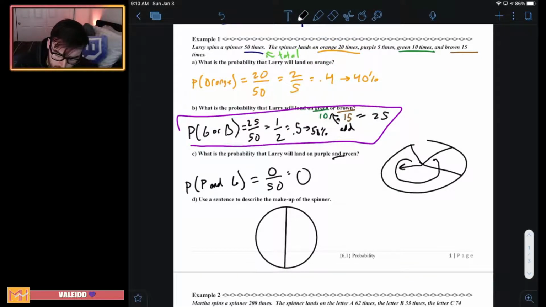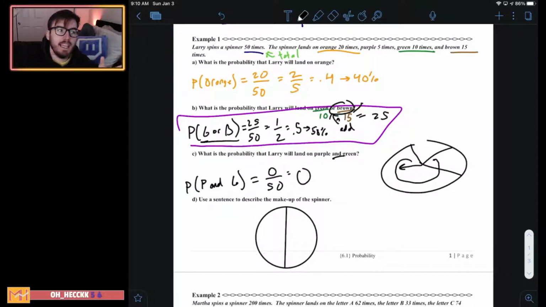Now, which is bigger, green or purple? Sorry, I said green or purple. 1/2 of the spinner should be green or black. So which is bigger, the green? Oh, sorry, green or brown. So which is bigger, the green or the brown? Well, it landed on brown 15 times, whereas green was only 10. So apparently brown must be taking up more of the spinner because it's more likely to land on that, right?